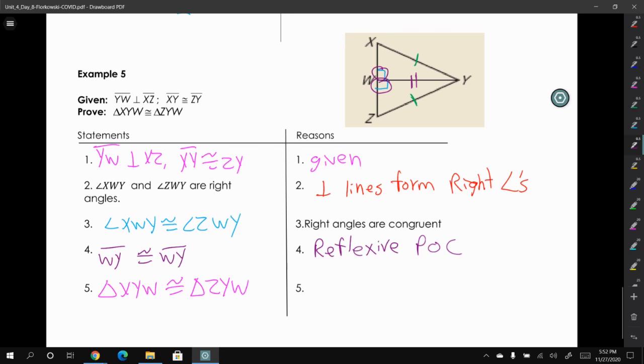Since angle W is a right angle, we know that these triangles are right triangles, so we can use the hypotenuse leg theorem. So these 2 triangles are congruent by the hypotenuse leg theorem, where we have the hypotenuse and one leg in a right triangle is congruent to the hypotenuse and a leg in another right triangle. That means the 2 triangles are congruent.